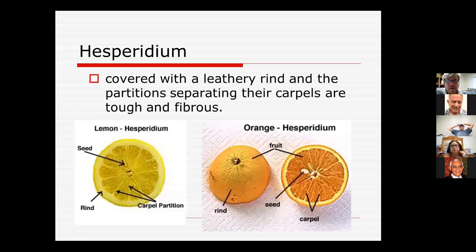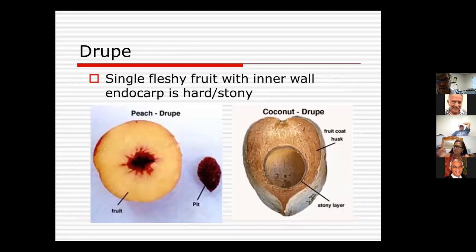A hesperidium is citrus, and they have a thick rind, and they have sections within them. So think about an orange, think about a lemon, grapefruits, things like that, limes. They have these segmented sections within them. And they have a rind. So that's what a hesperidium is.